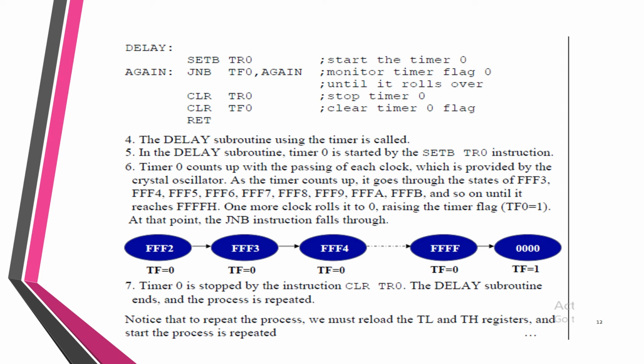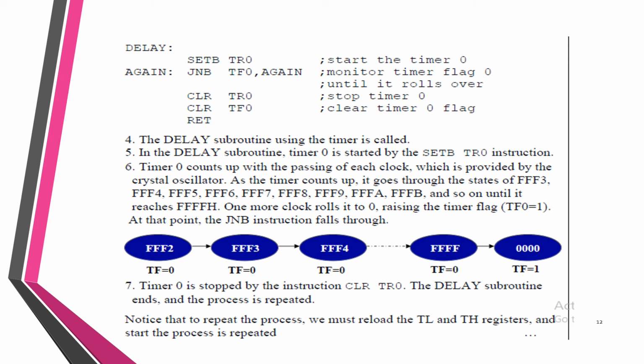Here you can see in the figure, it starts and continues, and then there is an overflow to 0000, and the TF bit is set. Timer 0 is stopped by the instruction CLR TR0. With JNB, jump if bit not set, we keep repeating, but once it is set, it comes to the next instruction. In the upper part you can see CLR TR0 and CLR TF0. Then it clears, and we have already loaded values in the TL and TH registers.